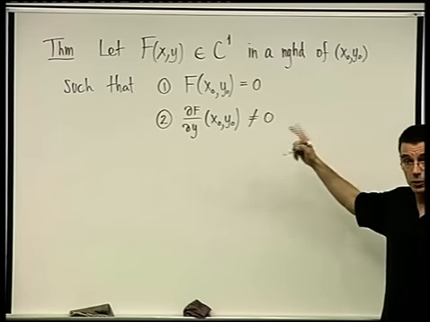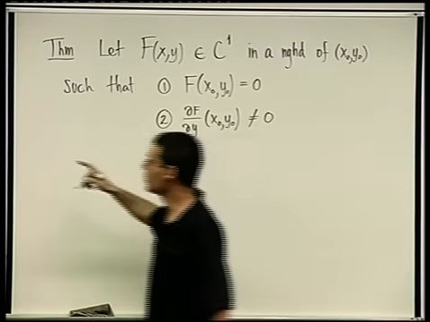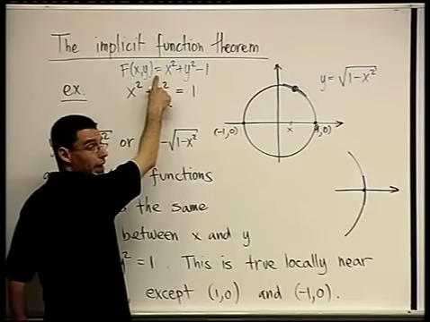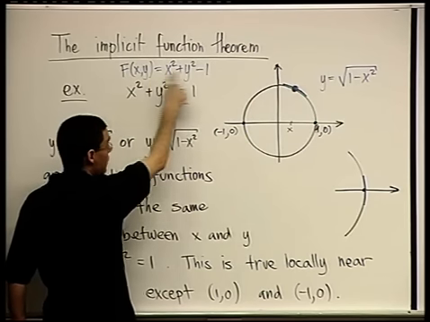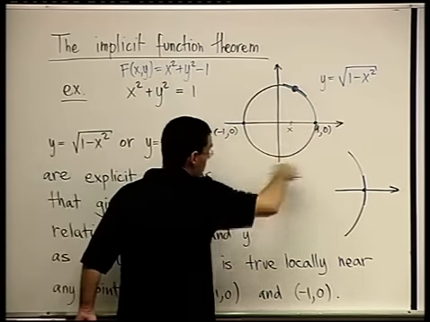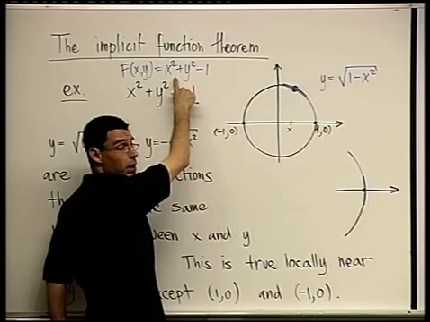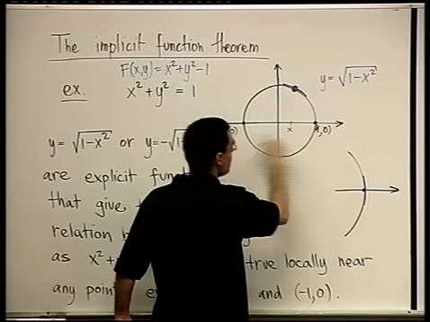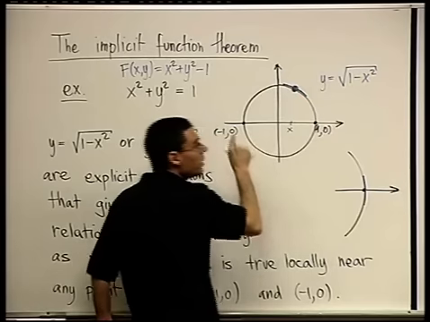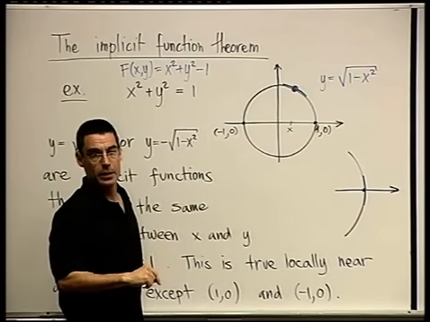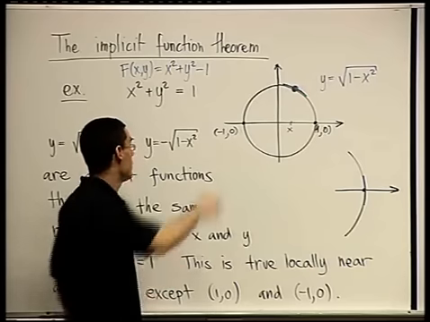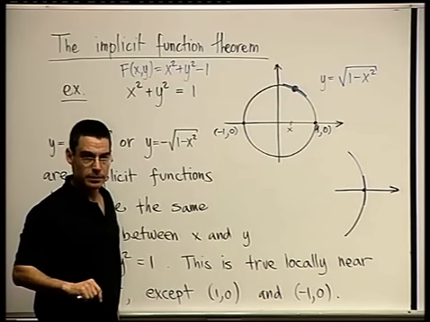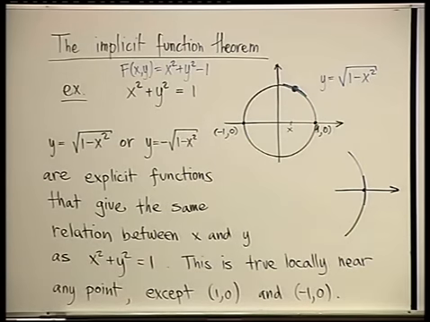Good? Let's look again at the example. Back to this board. In the example, what's the derivative of f with respect to y? It's 2y. At which points is the derivative with respect to y, 2y, equal to 0? Precisely at these 2 points. These are precisely the points to which the theorem won't apply, because they don't satisfy condition 2, that the partial derivative with respect to y cannot vanish. Clear? Okay, so these are the 2 conditions.